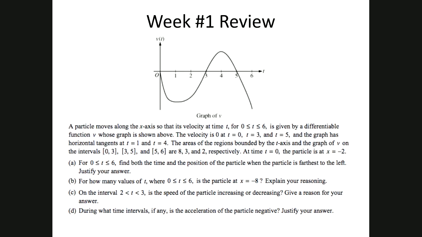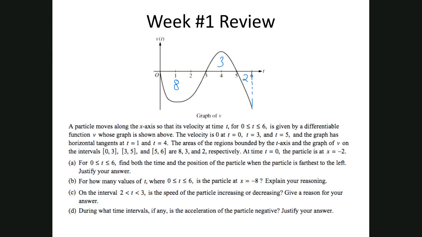Sorry about that. And v on the interval 0 to 3, 3 to 5, 5 to 6 are 8, 3, and 2 respectively. So they're telling us that the area here is 8. They're telling us the area here is 3. And they're telling us that the area here is 2. At time t is equal to 0, the particle is at x equals -2.